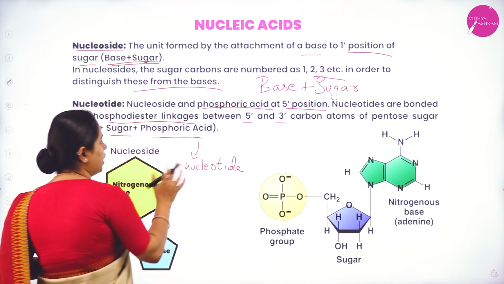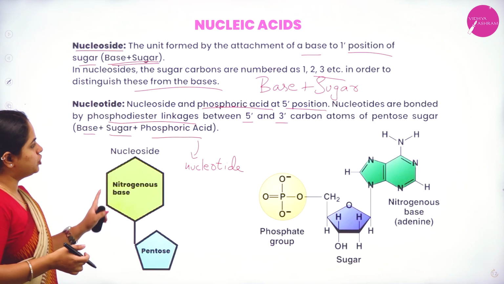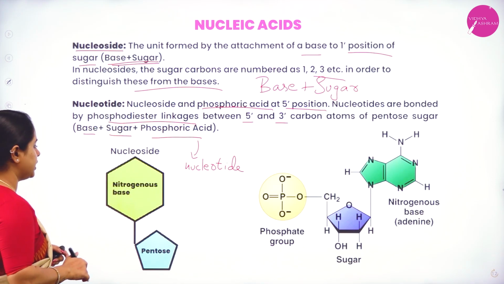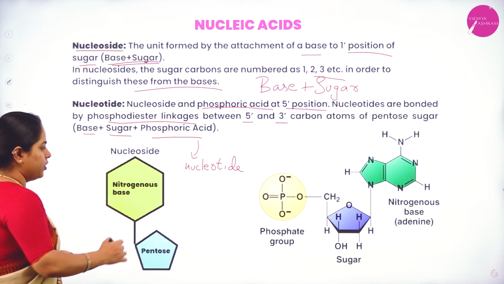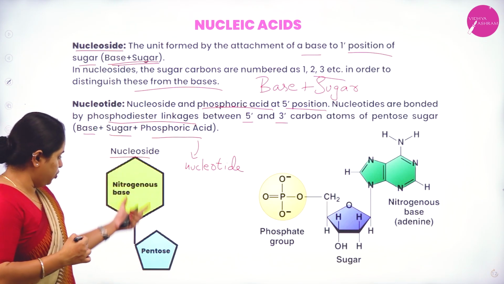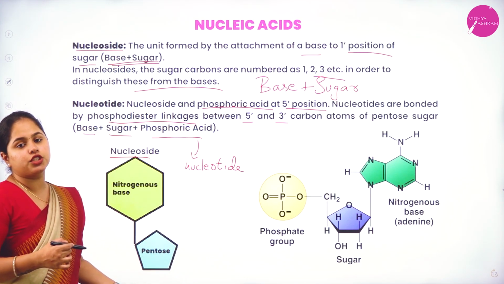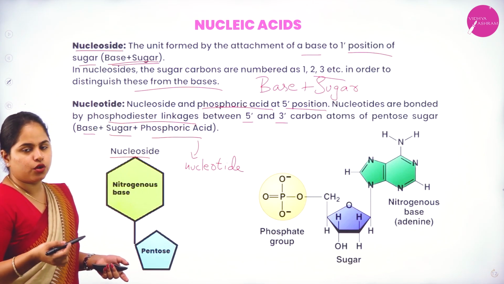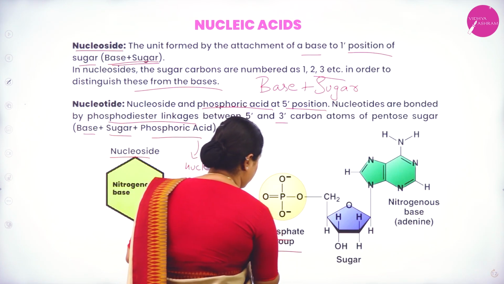So this nucleotide is formed by the phosphodiester linkage, which is formed between the 5' and 3' carbon atom of the pentose sugar. So let us see here. This is your nitrogenous base and you have the pentose sugar. These two are combining together to form what? Nucleoside. Now this nucleoside is going to form a phosphodiester linkage with the phosphoric acid group, which will give you what? The nucleotide. So you can see this is the phosphate group which is present.